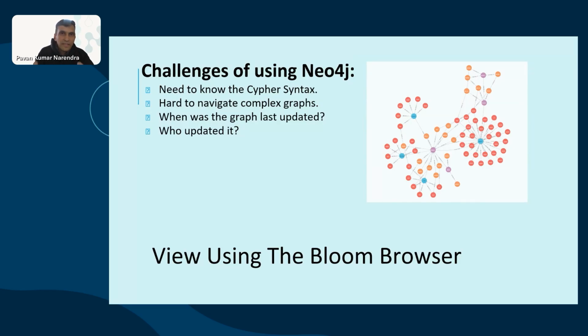Now, like the question I answered initially, what are the challenges of using Neo4j? Why did we have to build this entire system on top of Neo4j? First thing, you need to know Cypher. A business user can't start using Neo4j. And it's hard to navigate complex graphs in the Bloom browser. It's also very hard, just looking at the Bloom browser, to answer questions like when was this graph last updated, who updated it, and all that good stuff.